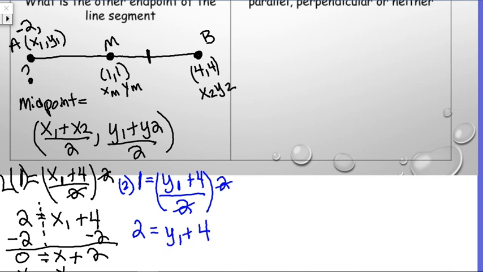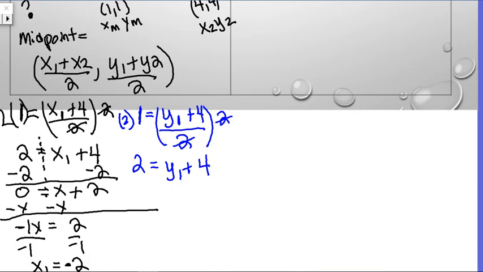And we're going to solve this equation like we know. We get the constants on the left and the variables on the right.